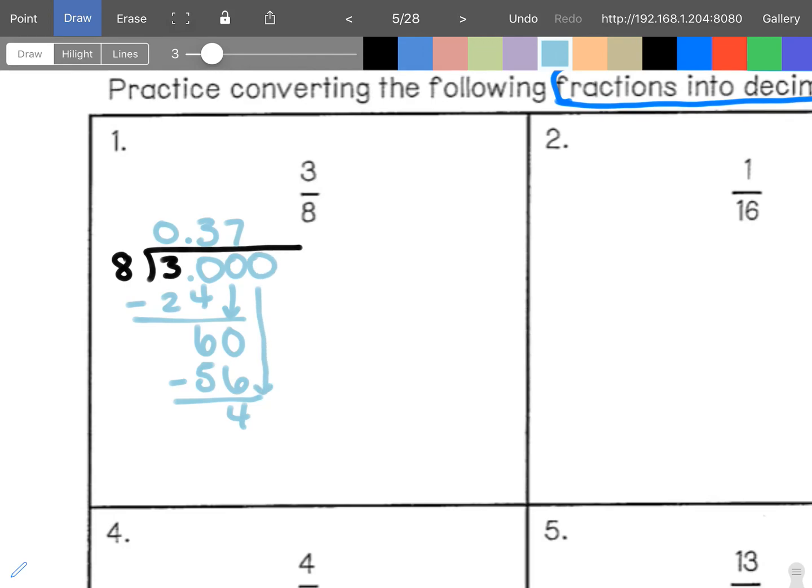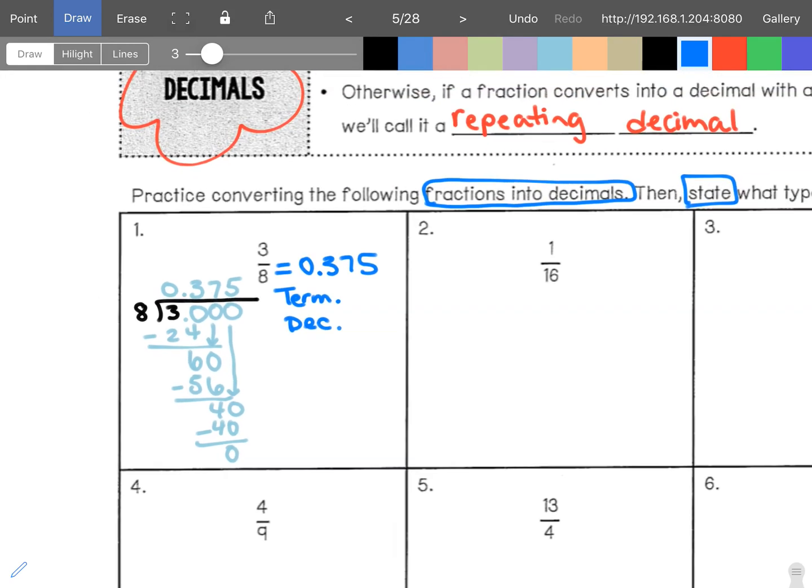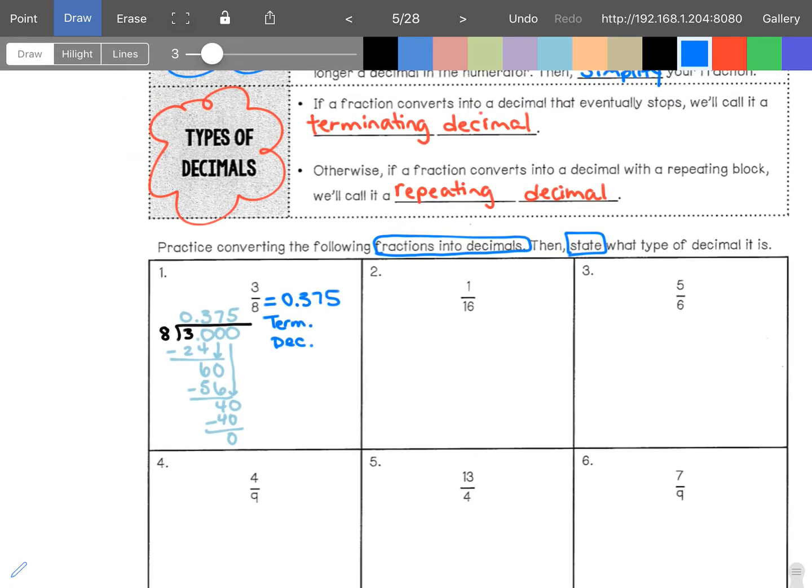We don't want to have a remainder. We're either looking to not have a remainder or start to see a repeat. We don't see a repeat. So far we've got 0.37, so nothing's repeating yet. Okay, 8 into 40. 8 times 5 actually is exactly 40. So now we have no remainder. So therefore, we can say that 3/8 in decimal form would be 0.375. And because the decimal ends, we are going to call this a terminating decimal. Remember, you have to state the decimal and say what type it is.